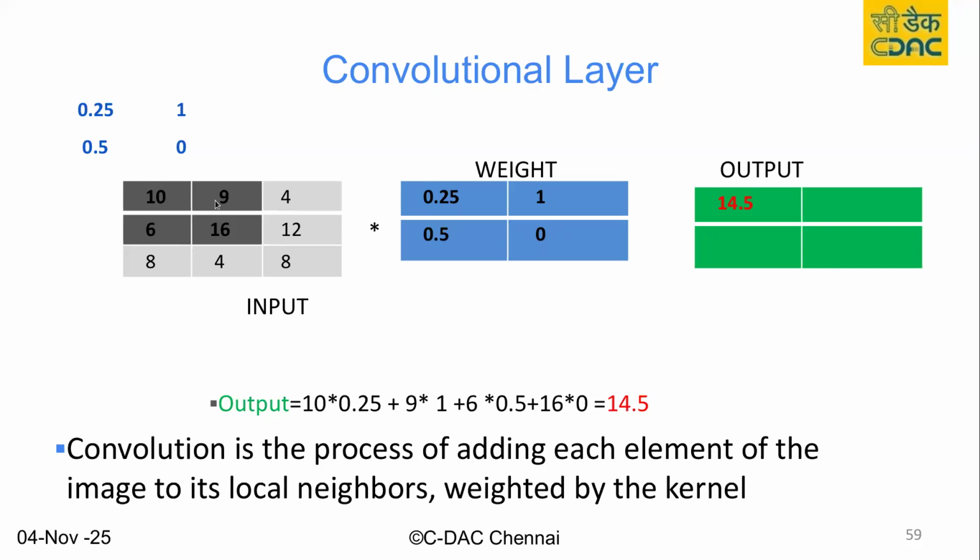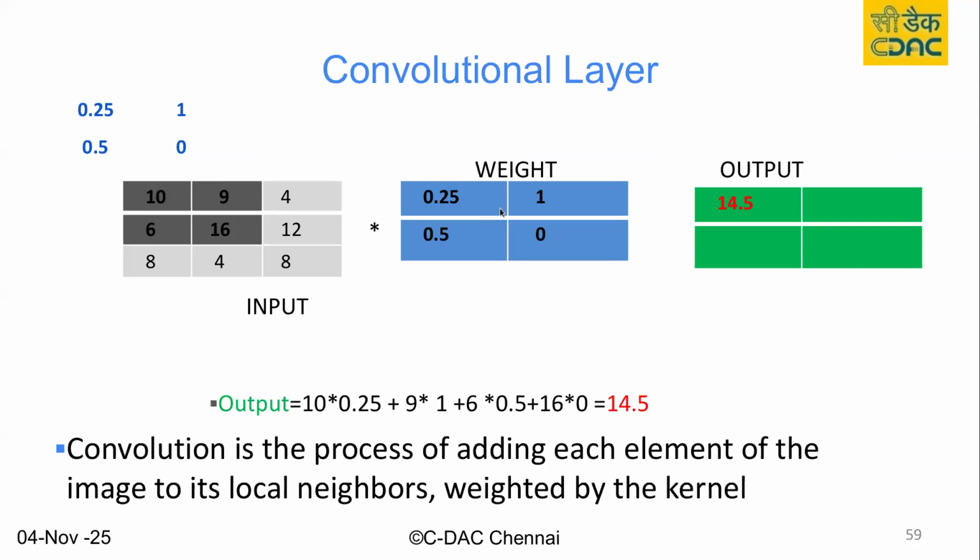So every 2 cross 2 region of the input image is multiplied with the weight matrix. So 10 into 0.25 plus 9 into 1 plus 6 into 0.5, 16 into 0 becomes 14.5. That is written in the output matrix of the code. This process is called the convolution process of adding each element of the image to its local neighbors, weighted by the kernel. So the weight matrix is also called the kernel.